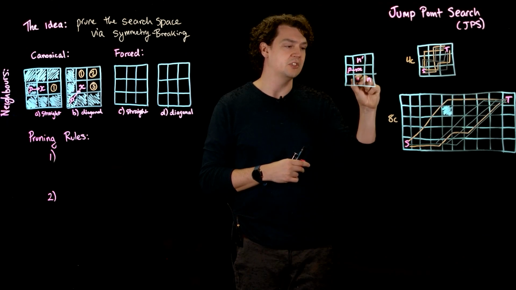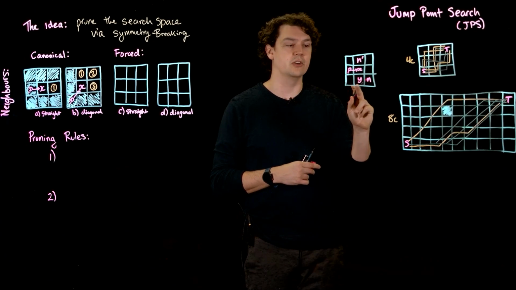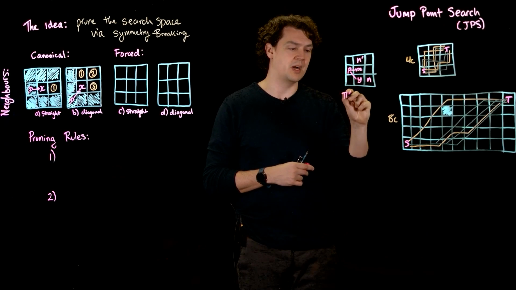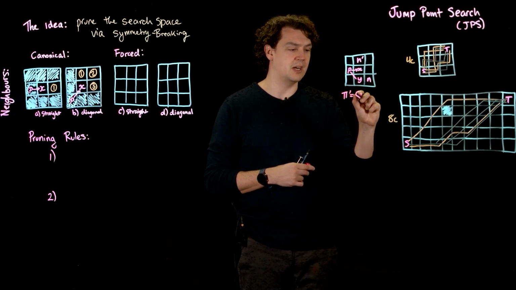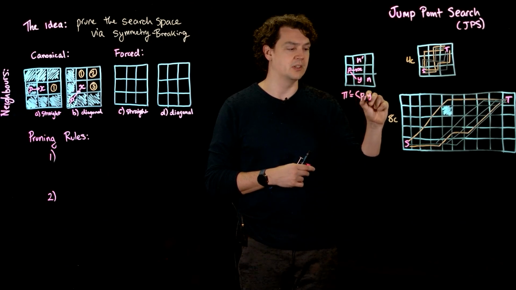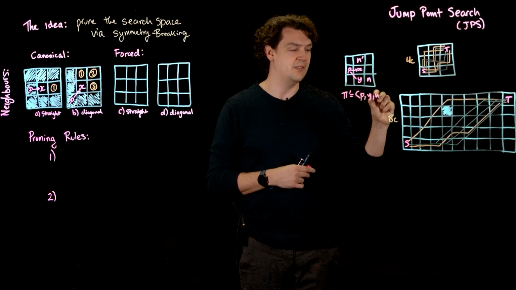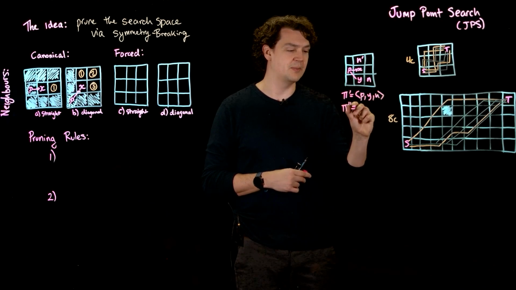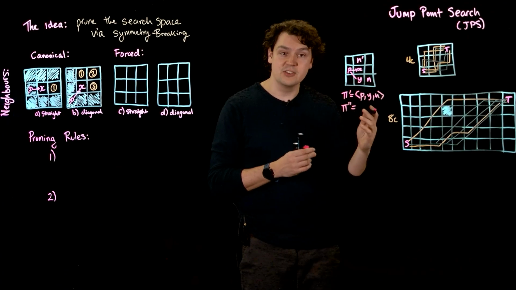There are 2 versions of this path. I'm going to include this intermediate node Y, right? So there's a version of the path that we'll call pi prime. This is the version of the path where we start at P, we go to some intermediate node Y, and then we get to node N, okay? Then there's pi prime prime, I guess. There's the other version of the path.